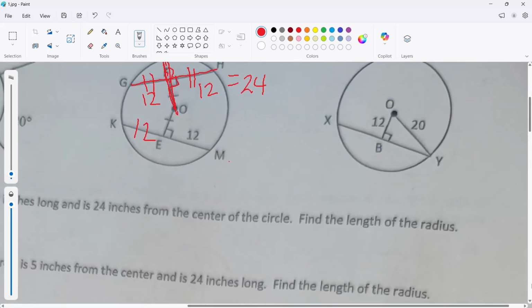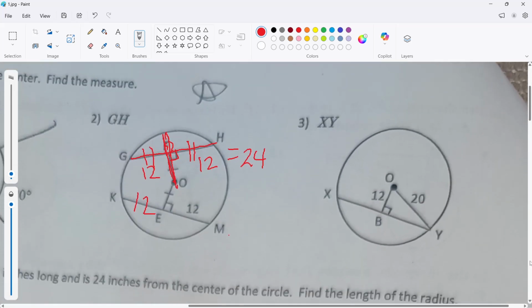I guess I'll do this one too. It wants XY. Well, again, I have a radius. I can draw it like that. Even though it's cut off here, it's perpendicular to the chord, so this part is the same as that part on the chord. And I can use the Pythagorean theorem, 12 squared plus x squared equals 20 squared.